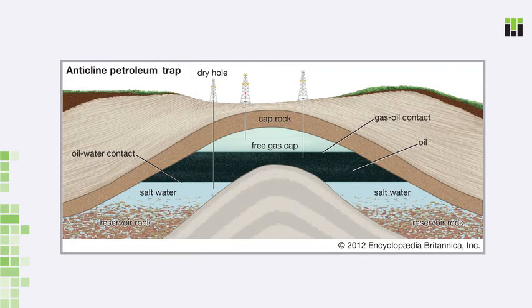Seal is a fine-grained impermeable rock formation that keeps oil and gas from escaping to the earth's surface. Salt formations can make great seals, but most cap rocks are shales or silts.